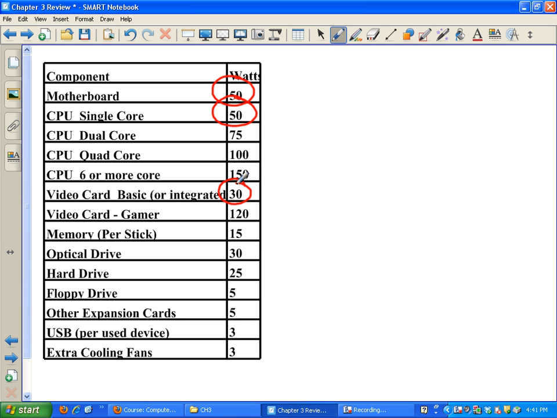And you're going to do problems just like this on your test. I'm going to give you a web page to go to on a computer, and I'm going to say, tell me what wattage I'm looking for, and I'm going to define that as well.